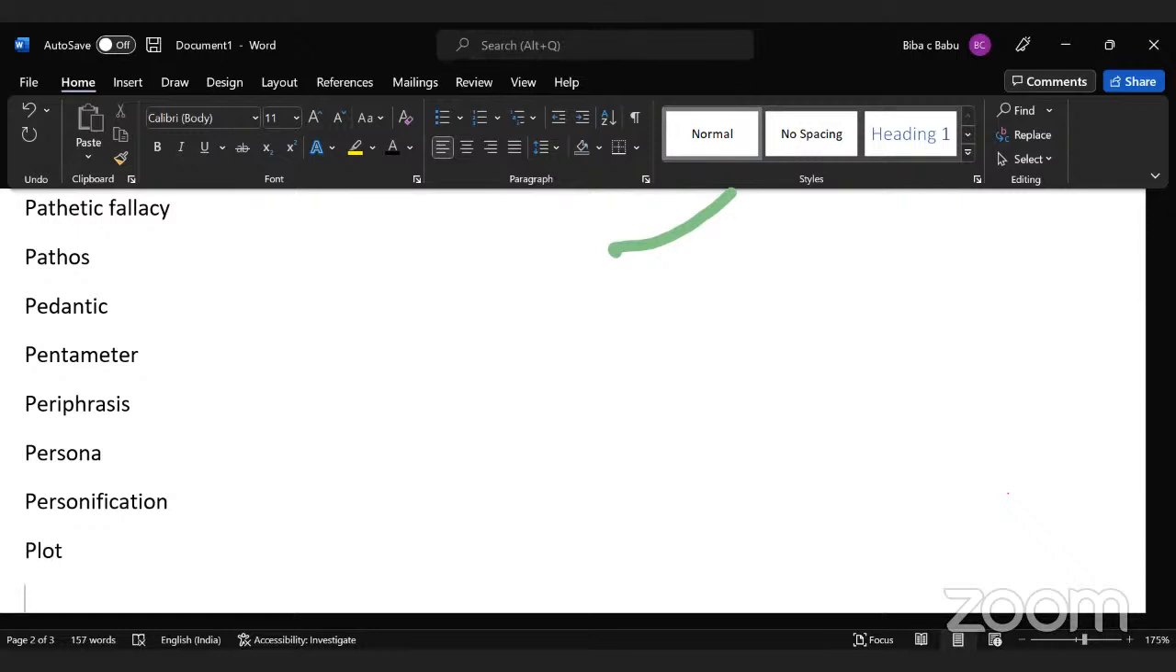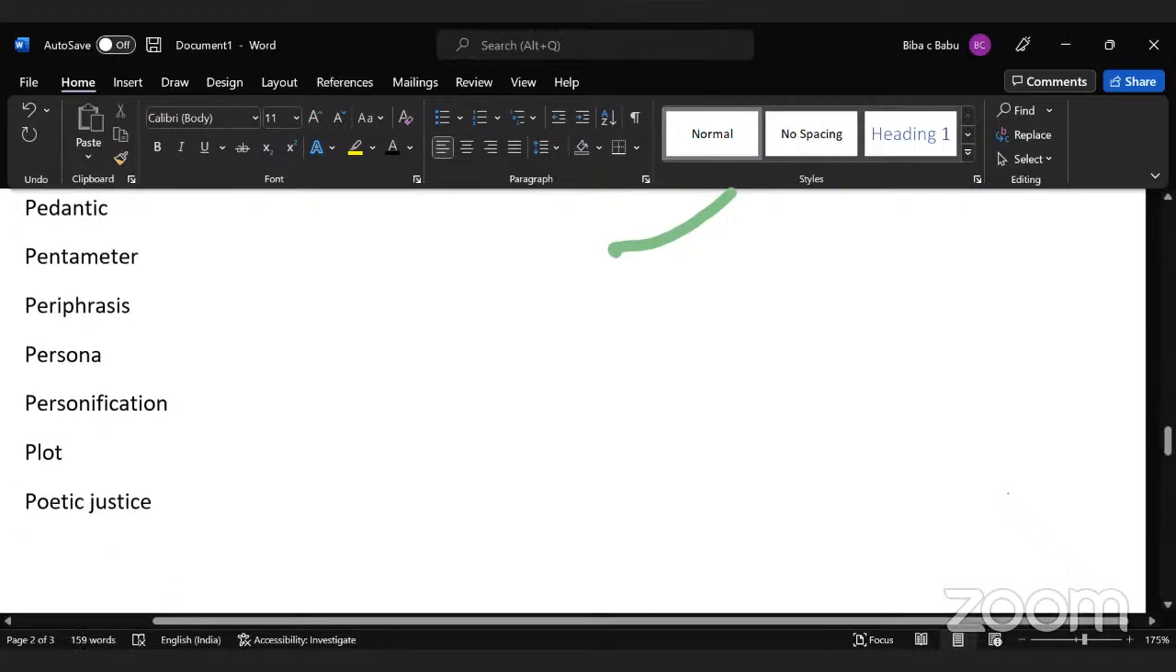Next is plot. Plot is the events in a story. When there is a story, there are lots of events. When you arrange them in a logical order, it is called a plot. The plot will have an introduction, the beginning of the story. Then there will be a rising action, where the conflict happens. Then there will be a climax, a falling action, and a conclusion or denouement. Basically, it's divided into 5 parts: introduction, rising action, climax, falling action, conclusion. That is plot.